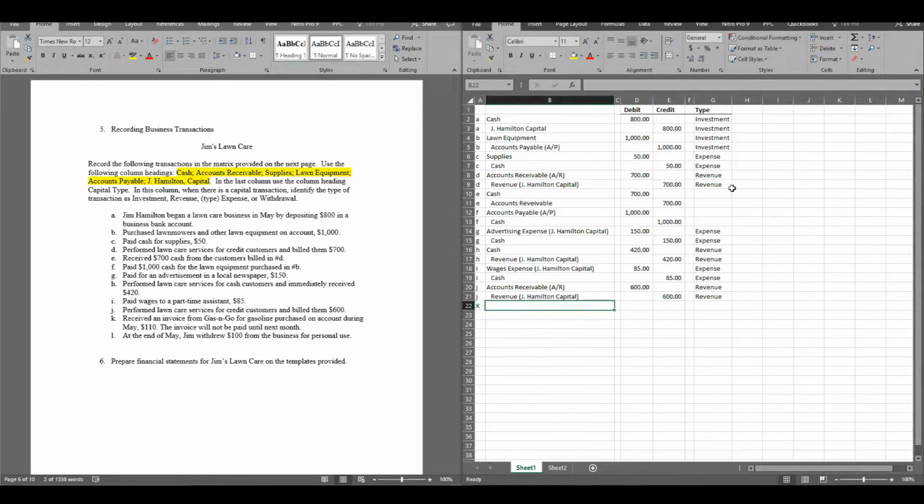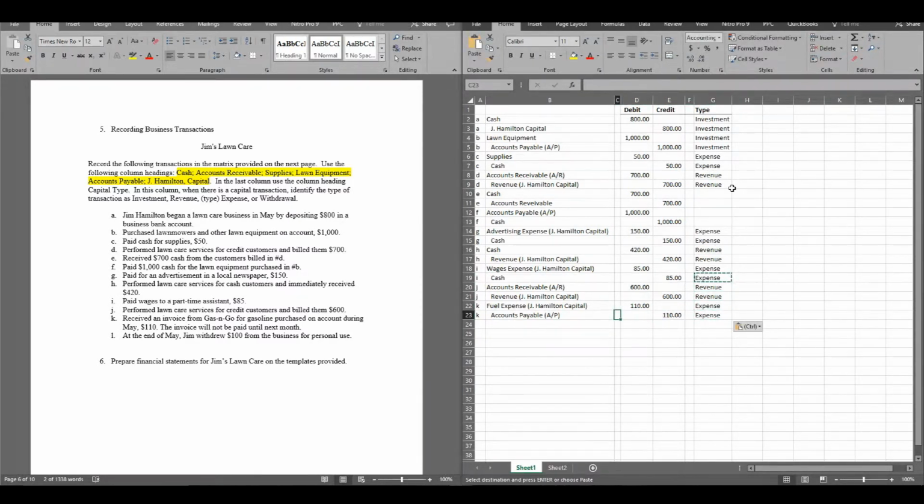Okay, so for K, we receive an invoice from Gas and Go for gasoline purchased on account during May for $110. The invoice will not be paid until next month. So what we need to do is we need to go ahead and book this expense. We're going to call it fuel expense. Remember, we're actually going to use the capital account for this chapter, but in future reference we would use fuel or gasoline expense, something like that. But the K says we're not paying it right now. We're not going to pay it until next month. So we have accounts payable. And it's for $110.